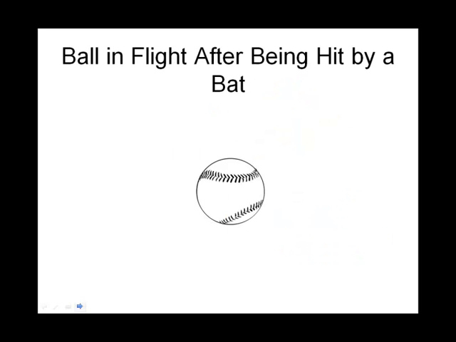Here's a ball that's in flight after it's been hit by the bat. And just for the sake of argument, let's assume it's flying up and to the right. So this is the direction of the velocity. Not the acceleration, this is the direction of the velocity. And we're going to ignore air resistance for a moment. So there's nothing touching this ball except the air. Again, we're going to ignore that for a moment.